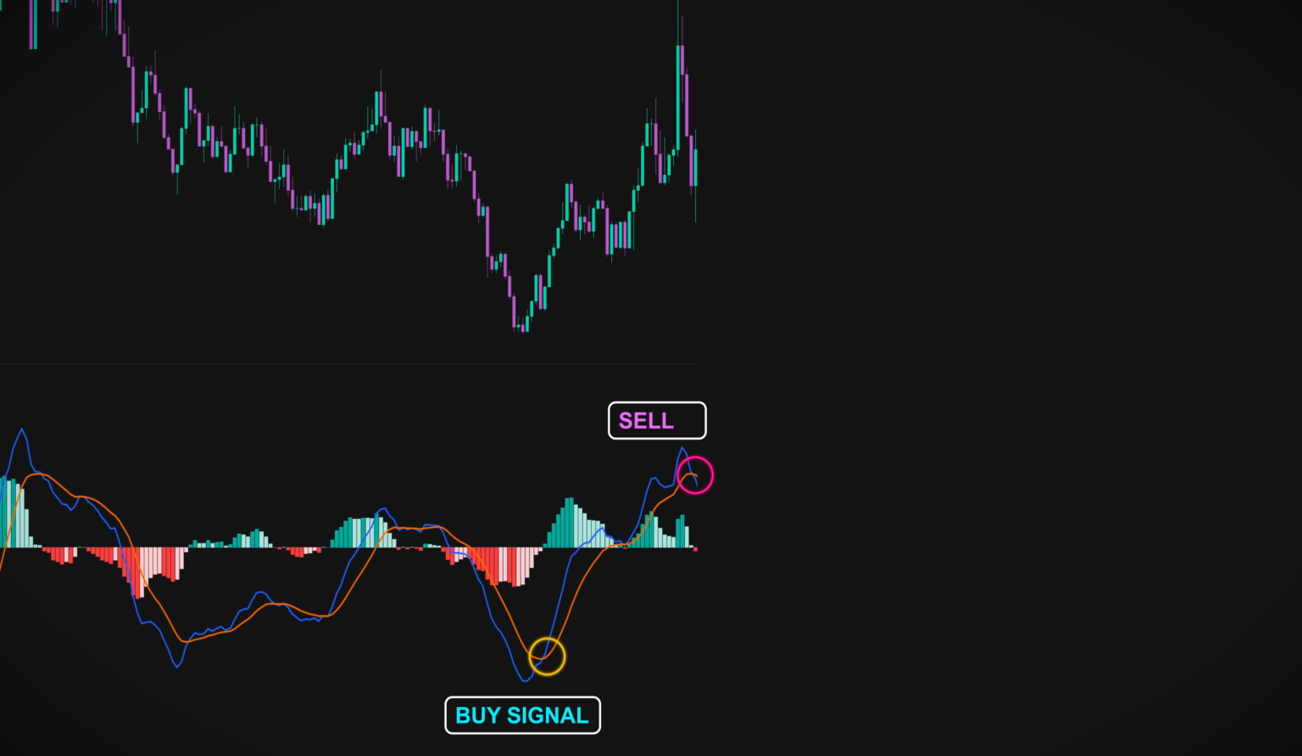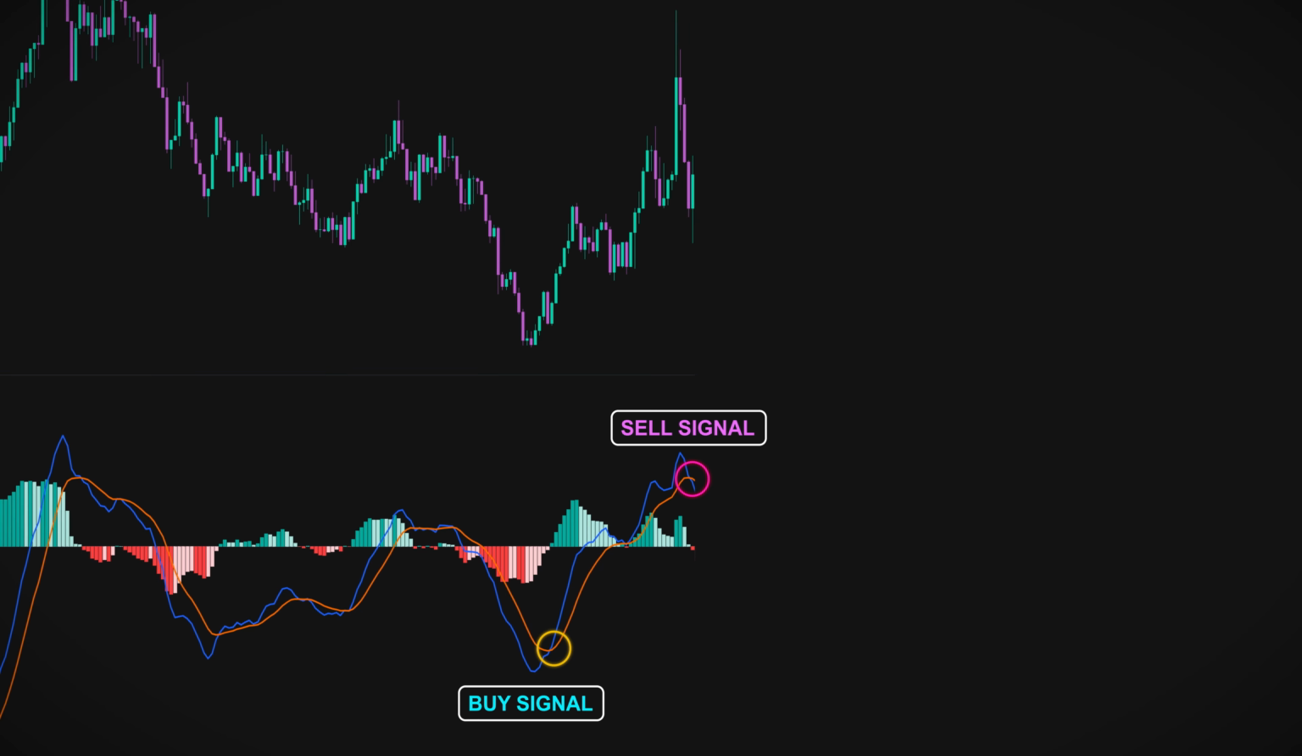On the other hand, a sell signal happens when the MACD line crosses the signal line downward. This indicates bearish momentum and suggests the price might start falling. If the blue MACD line cuts the orange signal line downward, it shows the stock is likely to give a sell signal. After this, the price often drops, as you can see in the chart examples.